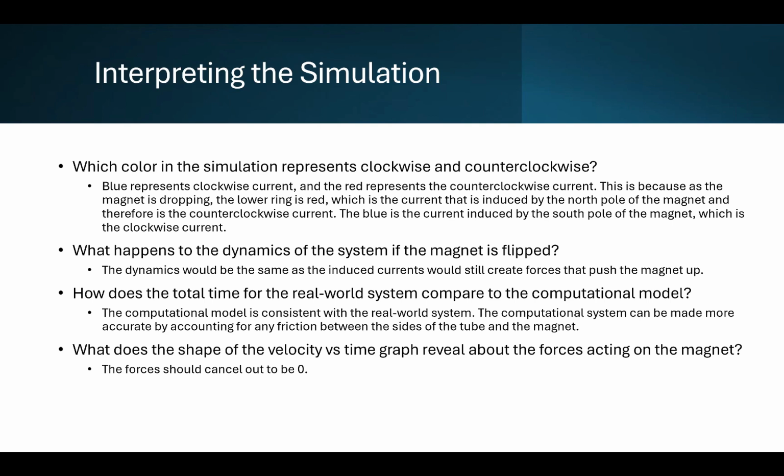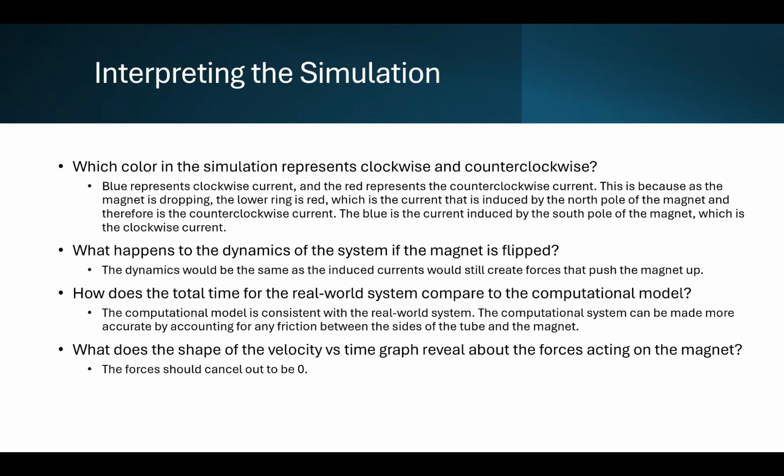How does the total time for the real world system compare to the computational model? The computational model is consistent with the real world system. The computational model can be made more accurate by accounting for any friction between the sides of the tube and the magnet and any other errors that were found in the real world system.